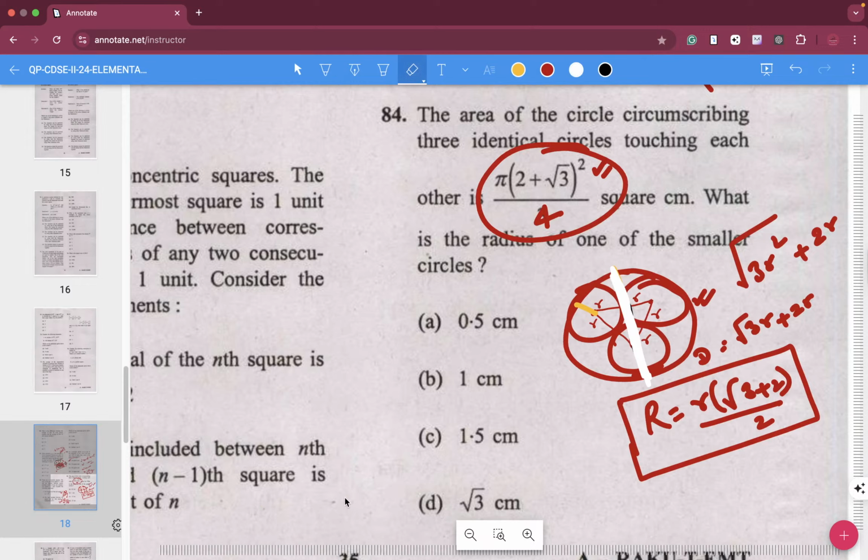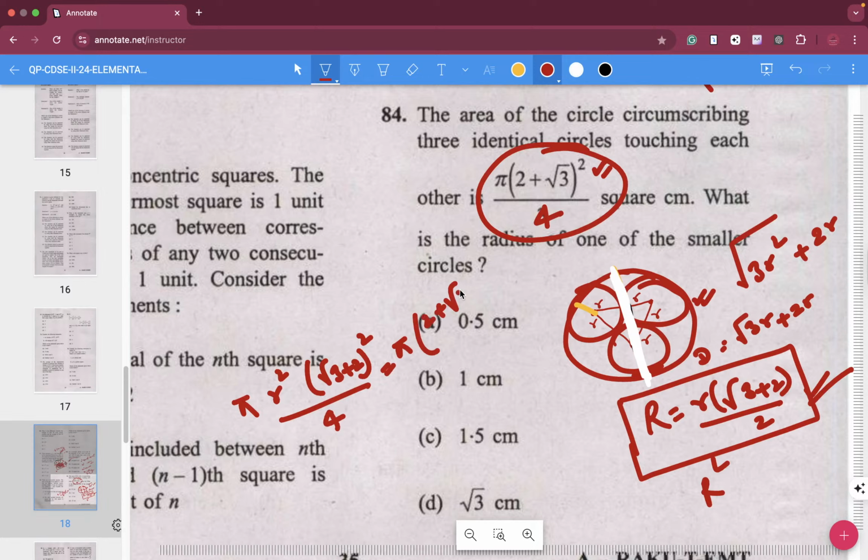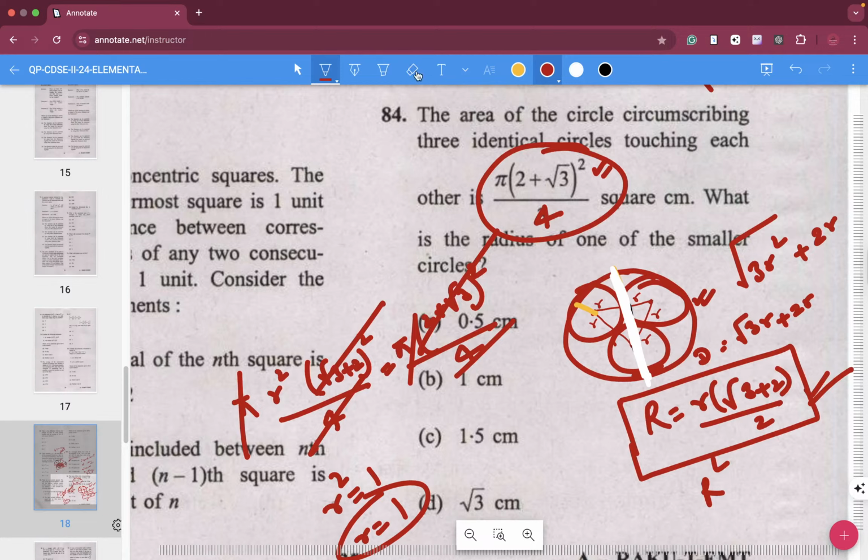Now they have already given the area of the bigger circle. So pi r square, pi into r square, (root 3 plus 2) whole square divided by 4. I am doing the whole square of this, writing it in r square, is equal to pi into (2 plus root 3) whole square by 4, right. So this pi is gone, (root 3 plus 2) whole square gone. So r square is equal to 1, which means r over here is equal to 1, folks.